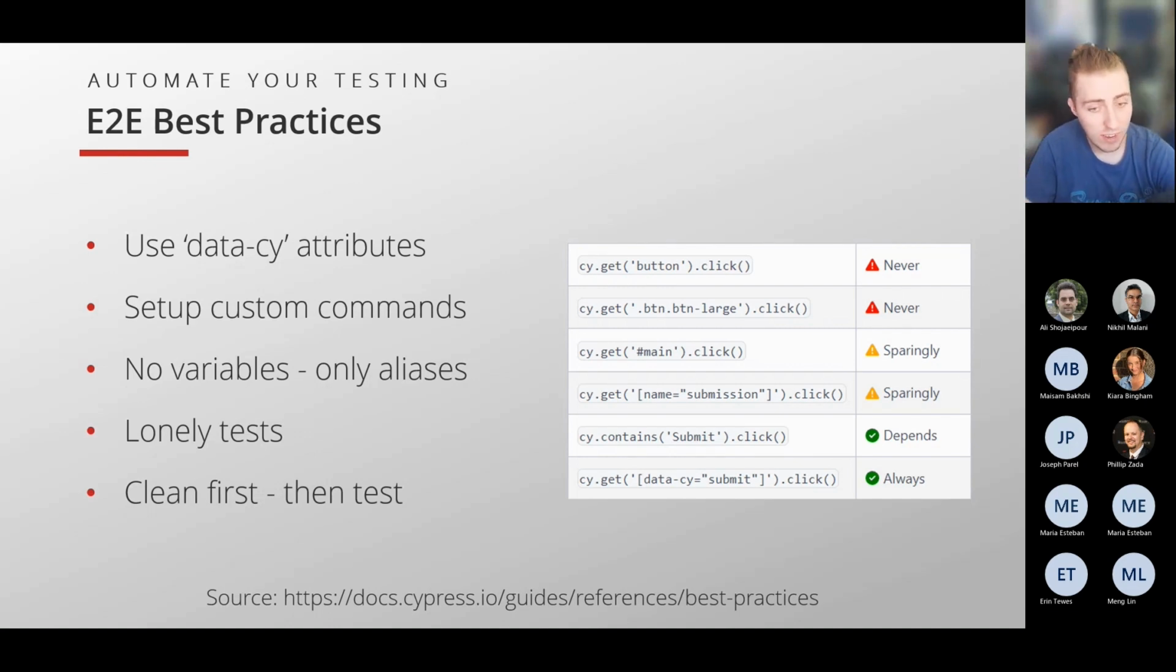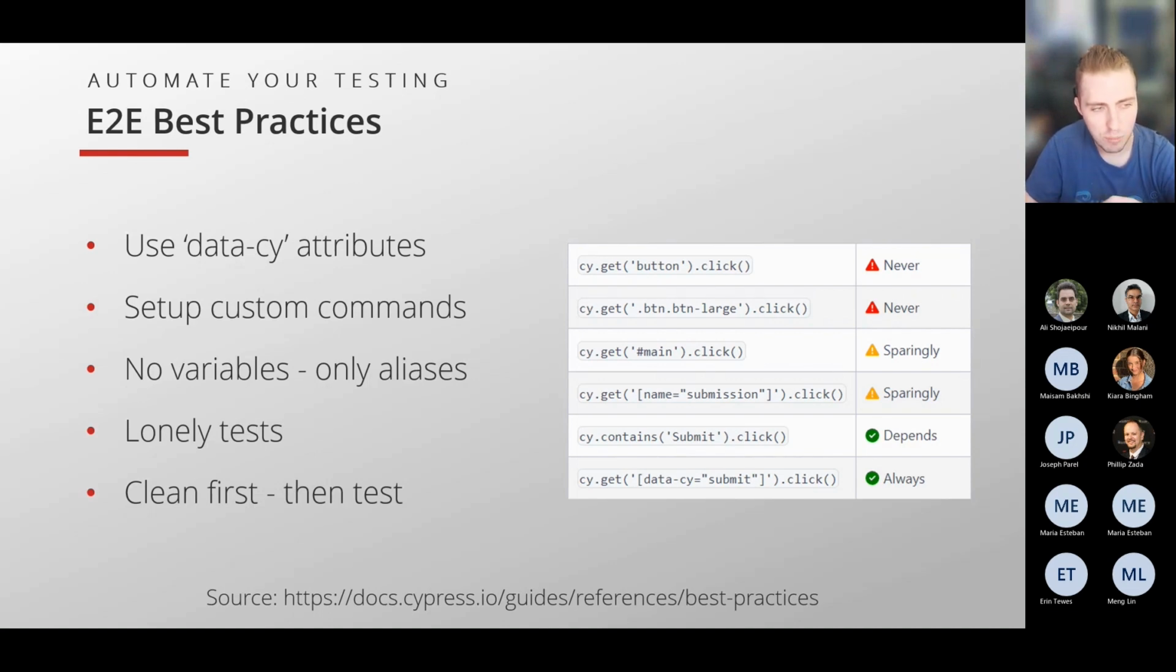Lonely tests. So again, like unit tests and integration tests, you want to be testing in isolation. So if you can't control it, you want to be mocking it, and you don't want your tests to be relying on each other. If one test up the pipeline fails, you don't want it to be failing the rest of them. They should all be in isolation. So if one fails, it shouldn't affect the rest of them.